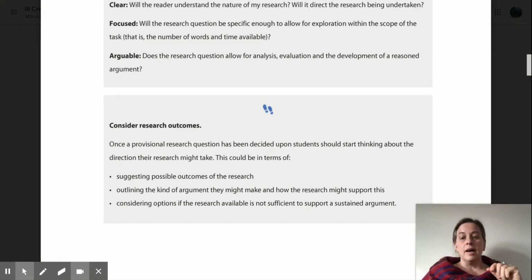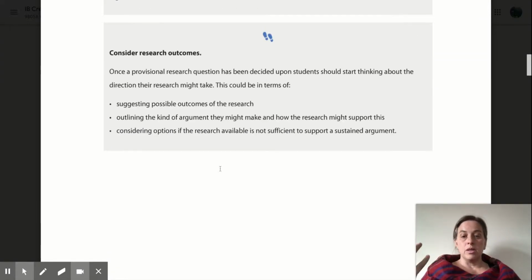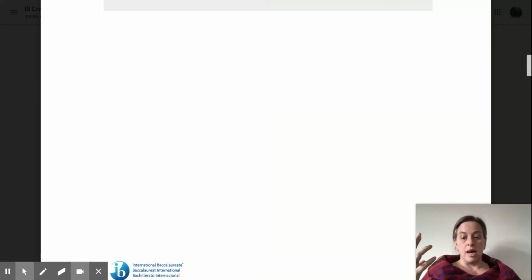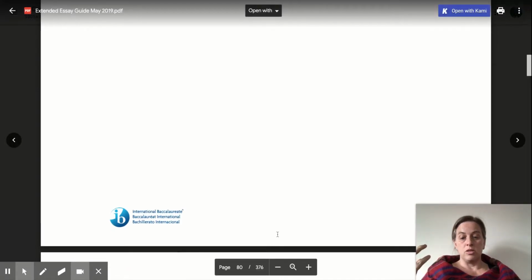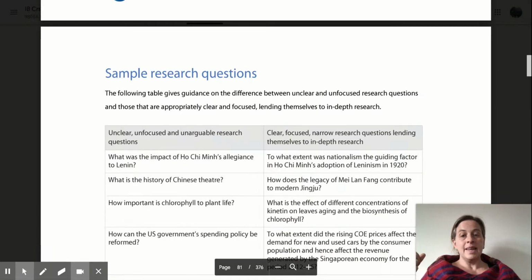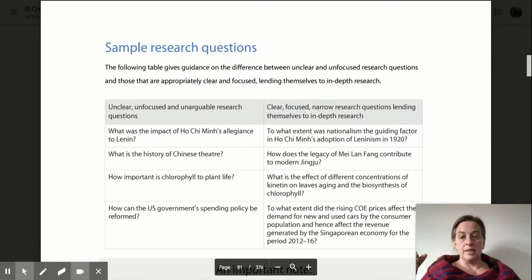But if we think about what some of the answers to your questions might be, will they fit this quality of paper, this length of paper, and will you have enough information to create a sustained argument, or is it just too limited? So again, both of those things go in conjunction with each other, but you want to consider those tasks. This is, by the way, on page 80 and 81 of the extended essay guide.